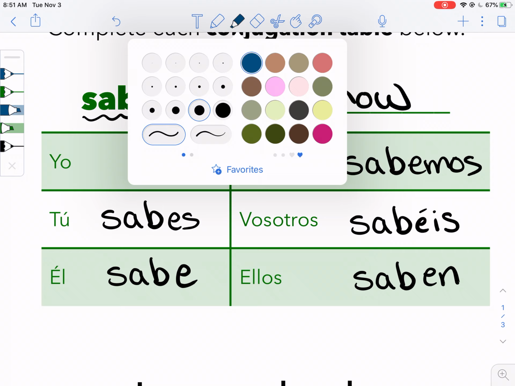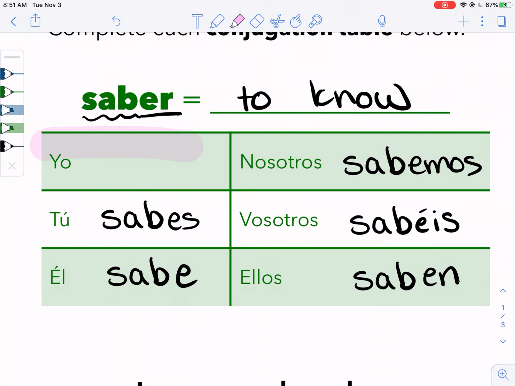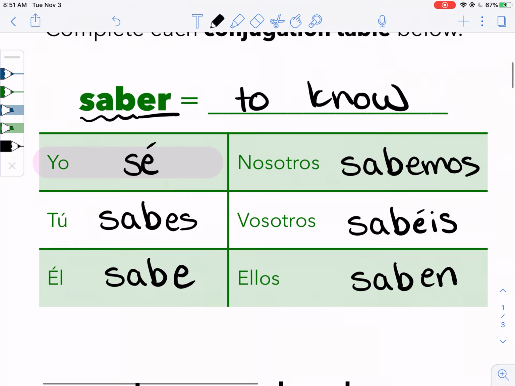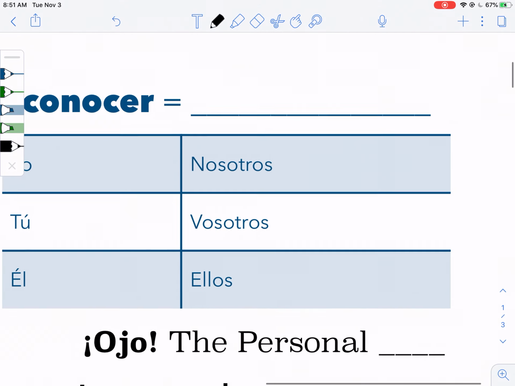We have an irregular yo right here. To say I know is not yo sabo, that's weird. It's yo sé. So that's irregular. Sorry about that. Let's slide on over to conocer.